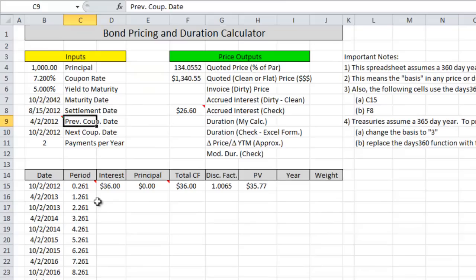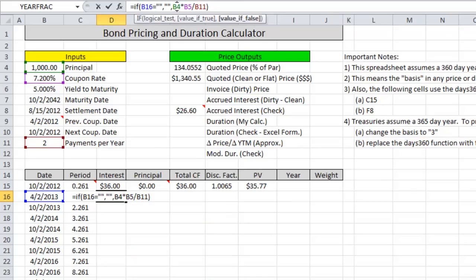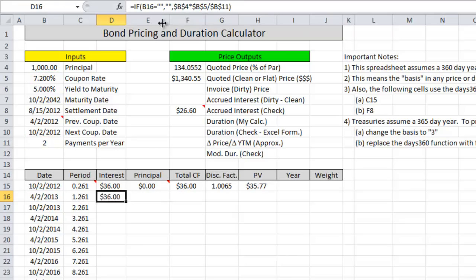Great. For interest, similar concept. If the date equals nothing, give me nothing. Otherwise, give me principal times coupon rate divided by payments per year. All of those are in the input table. They're going to need to be absolute reference. We do that. We shoot it on down the line.